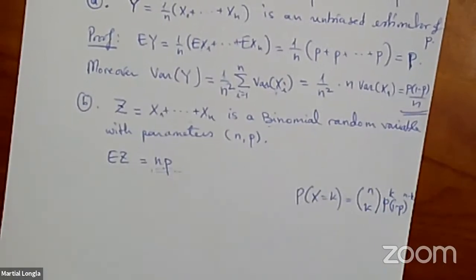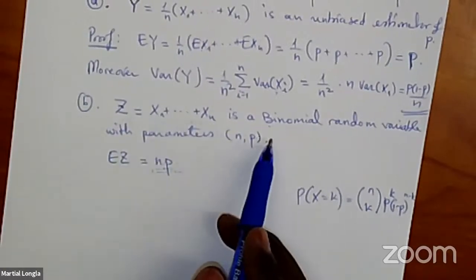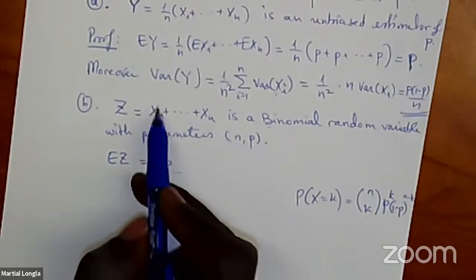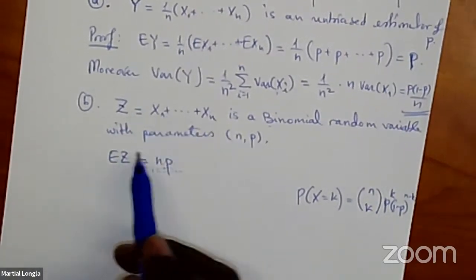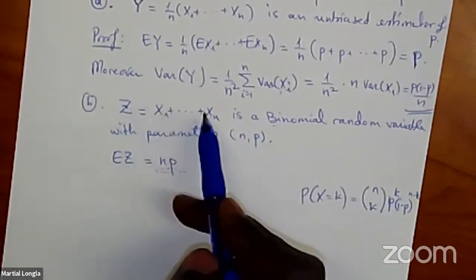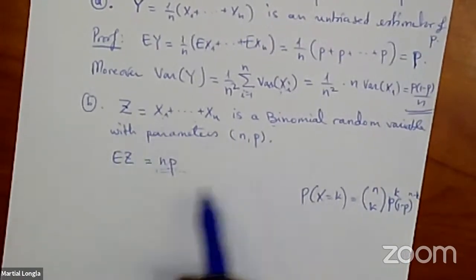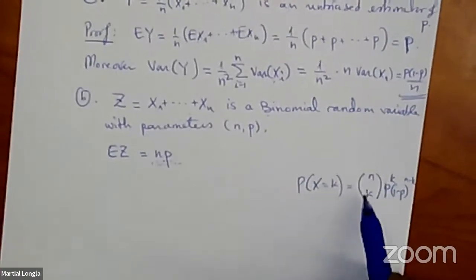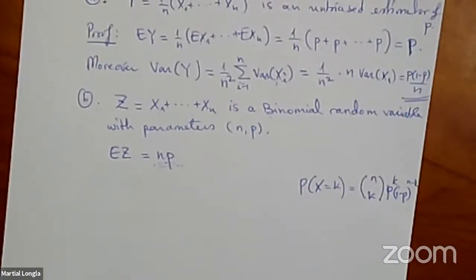But here, after what we have done, we know that the sum is binomial. The expected value is the sum of the expected values, and the expected value of each of them is p, so it's p times n. That's the answer, and I don't have to suffer through this sum. Am I making sense?